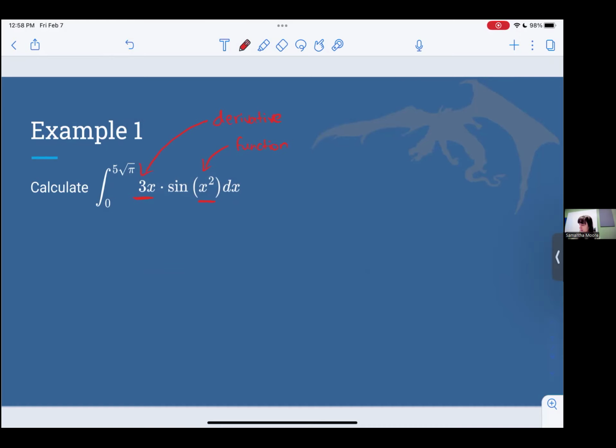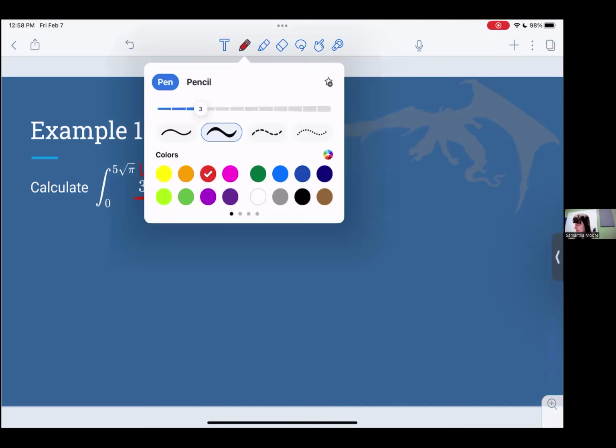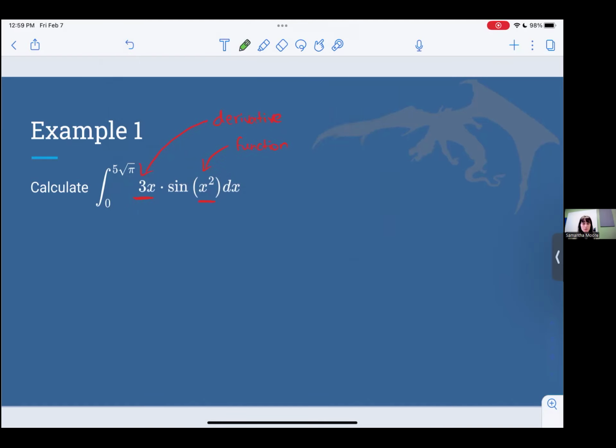According to our last slide, I should replace my function with u. So if I let u be x squared, then I want to rewrite this whole integral in terms of u. The easy part is that's sine of u. Then I have x's elsewhere: a 3x, a dx. Really, these integral bounds, even though it doesn't say so, are in terms of x. It's measuring between x equals 0 and x equals 5 root pi. So I need to be a little bit more careful.